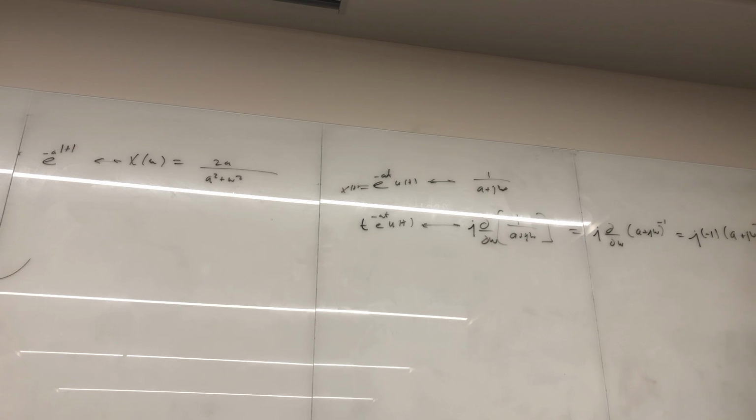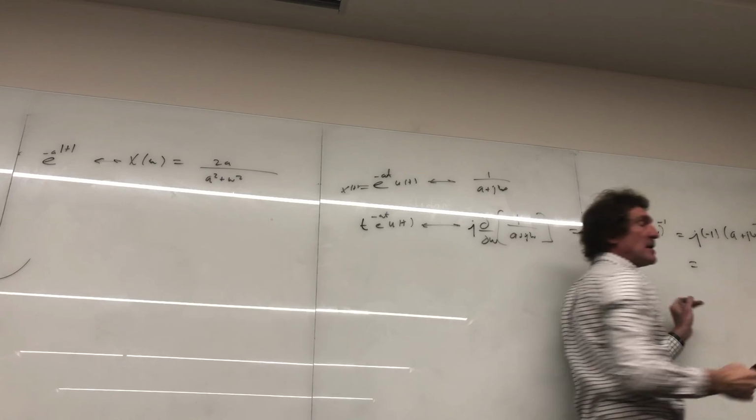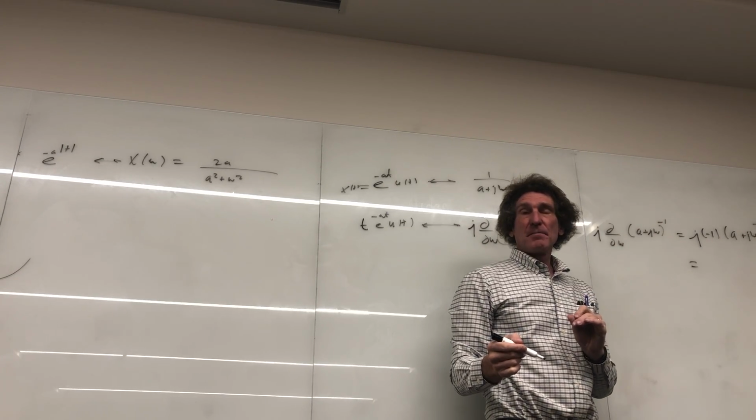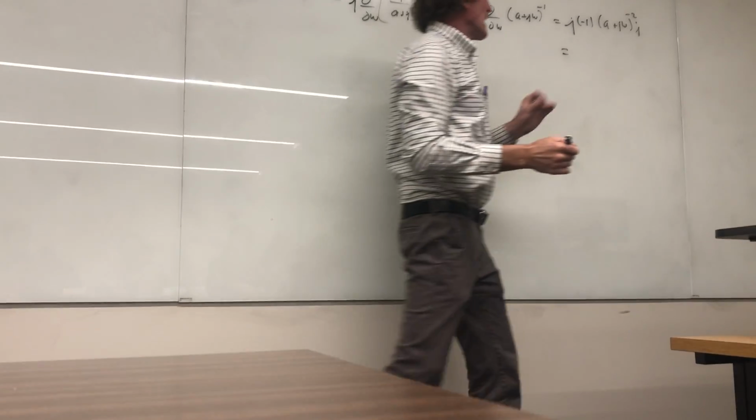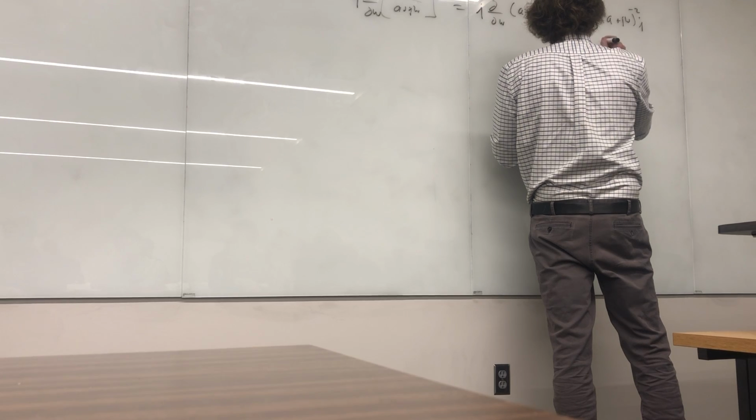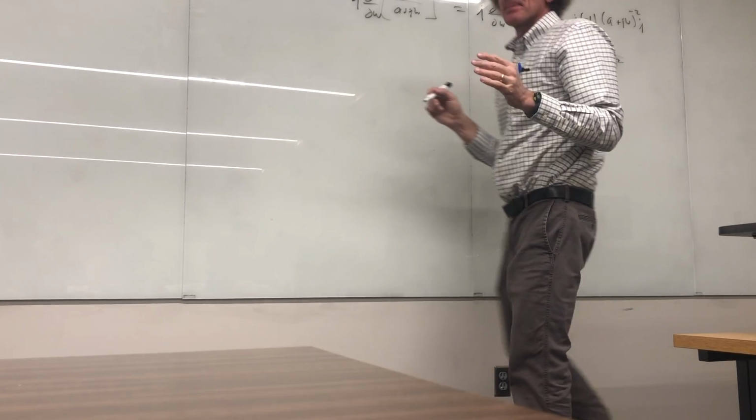Which brings out another j. This is important. So now I can see here, I have j times j, which is minus 1, times a minus 1 is plus 1. Do you all see this? People make mistakes with this one. And it's over (a plus j omega) squared. So this is going to be simply 1 over (a plus j omega) squared. Do you all see that?